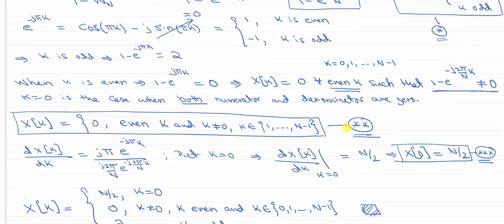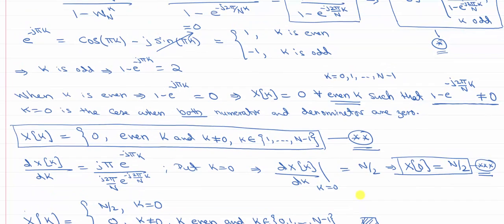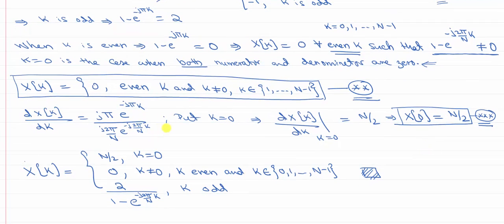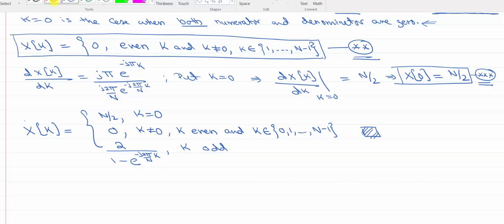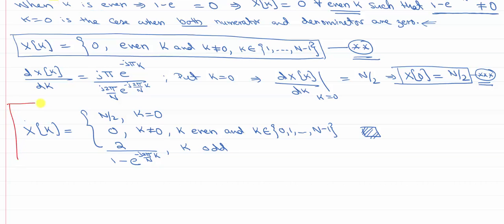In the other case, for k even, my numerator is always 0, and in that case I have to be careful that I don't get the 0 over 0 form. We see that the only case that happens is when k is equal to 0, so that is this case. And for that, I could have directly plugged into the DFT formula, or used L'Hopital's rule, I get n by 2, and my final answer then ends up being these three cases for k.